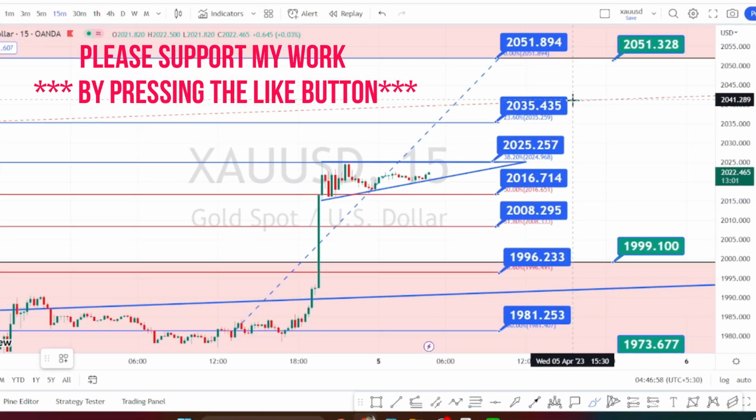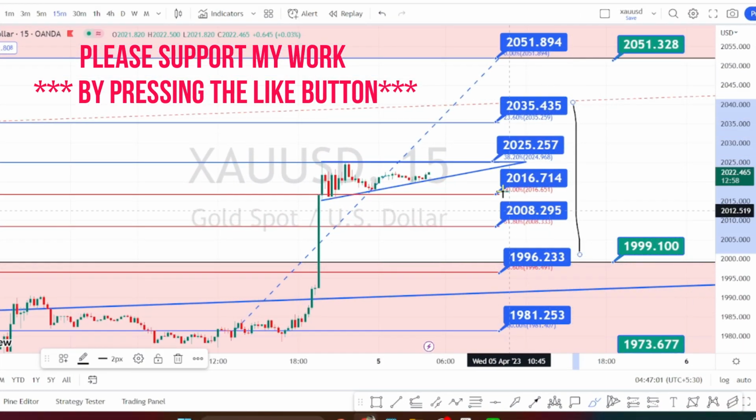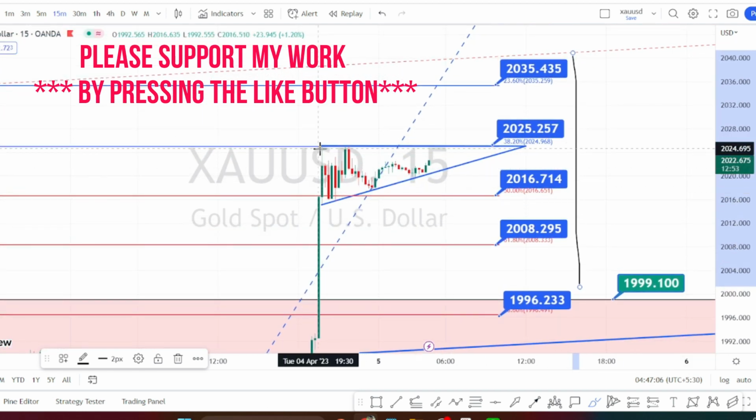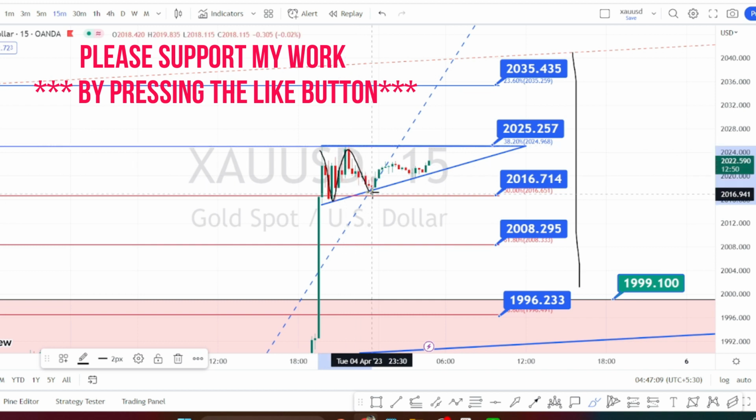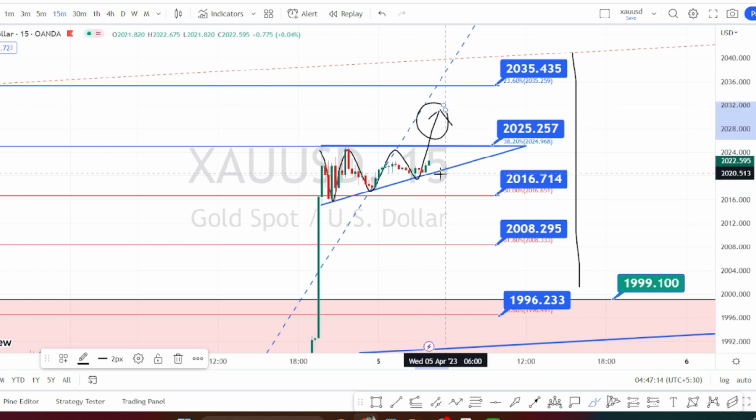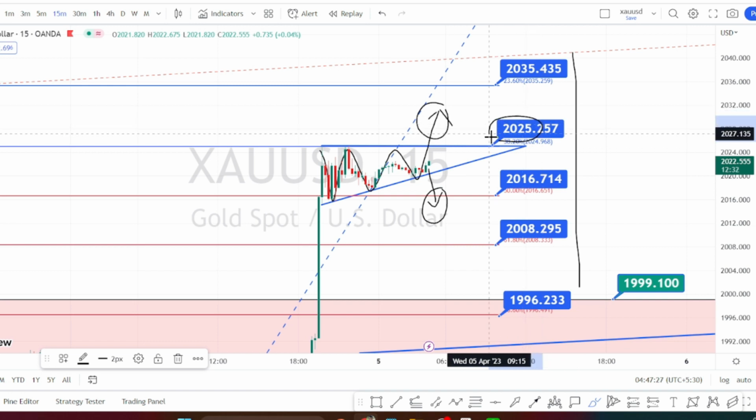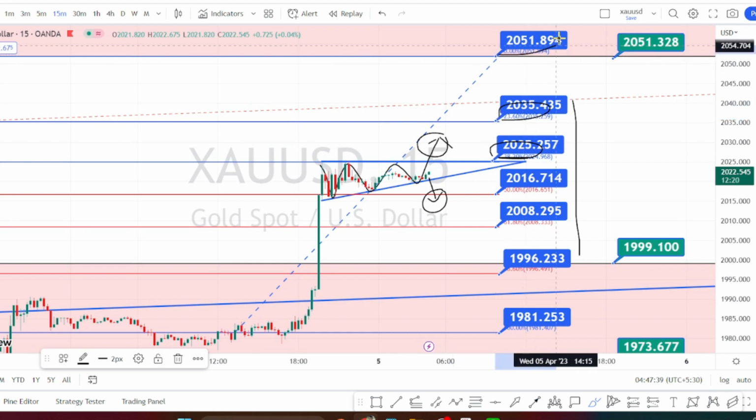So the values within this blue color boxes are the resistance and support levels for current price action in 15 minutes time frame. Currently the price action is under a consolidation. Wait for the price action to give a directional breakout from this consolidation on the bullish side or on the bearish side, based on which you can enter into the directional trade in 15 minutes time frame. And if the price action gives a breakout on the bullish side, the immediate resistance is going to be around 2025, and once this resistance is broken, next level of resistance is going to be around 2035 and 2051.